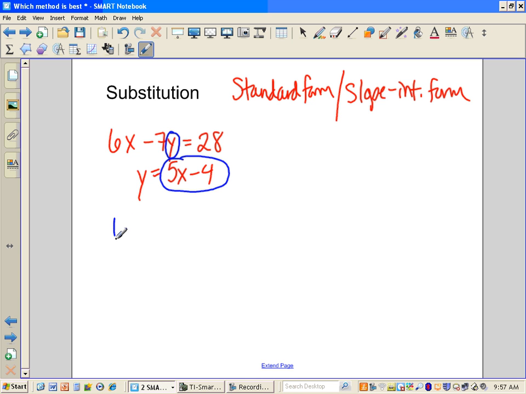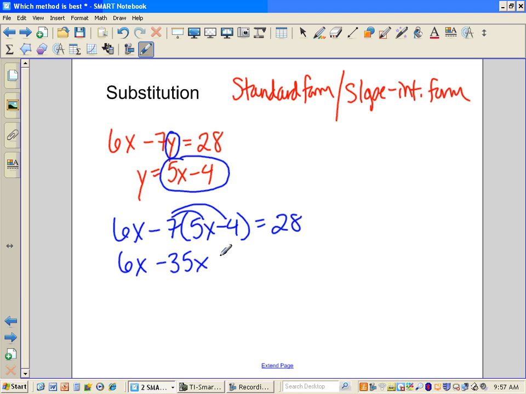So what this looks like is 6x minus 7 times 5x subtract 4. So I plugged this whole part in where y was before, because that's what y is equal to, equals 28. I need to do the distributive property first. I'm just solving for x now. 6x minus 35x plus 28 is equal to 28.